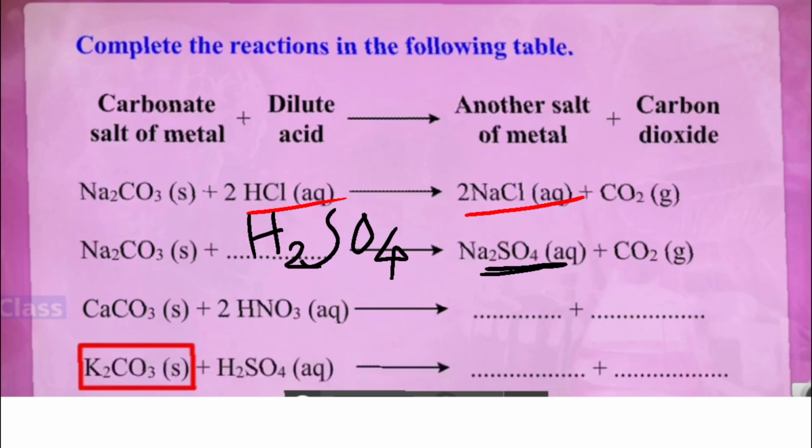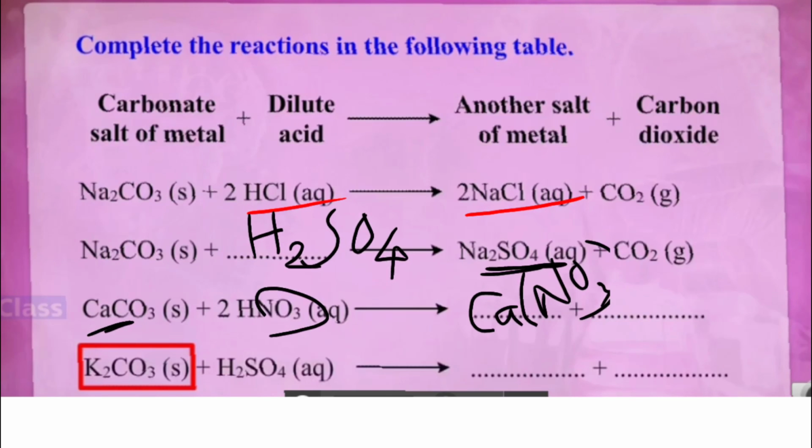Now the main thing that remains is the name of the salt. So here it is HNO3, the NO3 salt of calcium. So Ca(NO3)2. Please write down properly Ca(NO3)2. And here K2SO4. You can write down K2SO4. Written? Finish this table. So always you are going to get carbon dioxide and water and the other salt is formed.